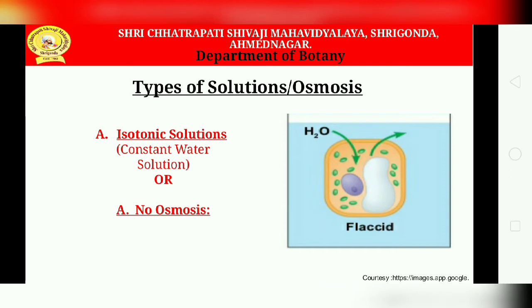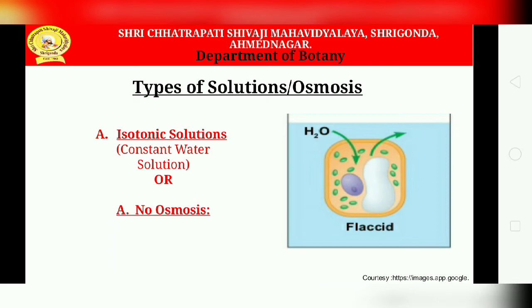When living cells are placed in a solution that has a solute concentration equal to that in the cells, the water molecule concentration is equal, and therefore water molecules move in and out of the cells at the same rate, because a constant water concentration is present. So the net movement of water molecules is zero. Such a solution is known as an isotonic solution, meaning an equal amount of water is present in the cell as well as outside the cell.